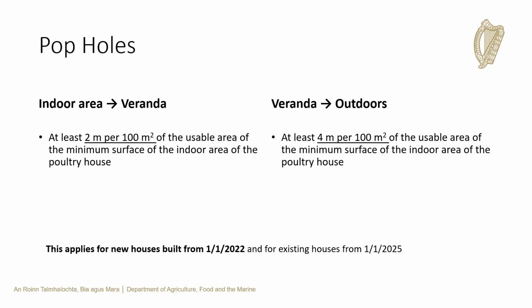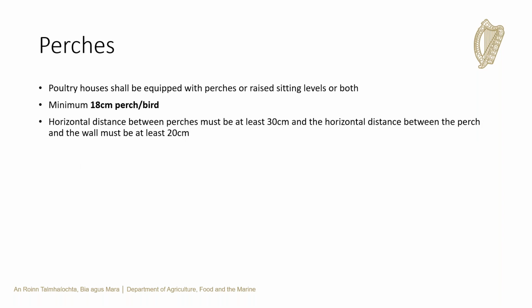From the indoor area to the veranda, the pop holes should be 2 meters per 100 meters squared of the usable area, whereas from the veranda to the outdoors, at least 4 meters per 100 meters squared of the usable area. And this applies for new houses built from the 1st of 2022, and for existing houses from 2025.